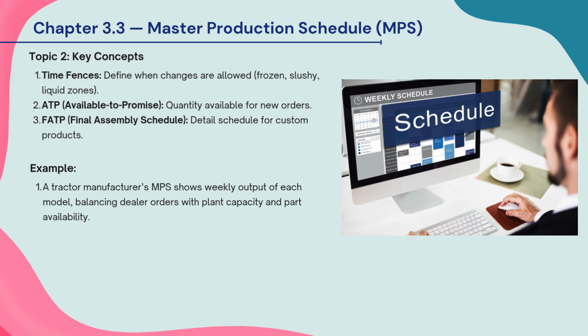ATP, available to promise, shows how much inventory or capacity is available to accept new customer orders. FAS, Final Assembly Schedule, is used for custom or configurable products. It gives a detailed schedule of final assembly. Example: a tractor manufacturer uses MPS to plan weekly production for each model while balancing dealer demand with plant capacity and part availability.